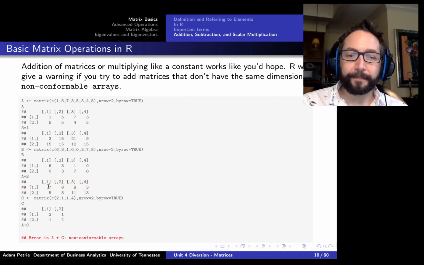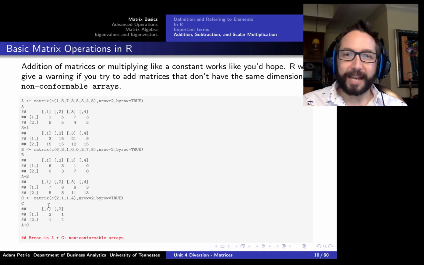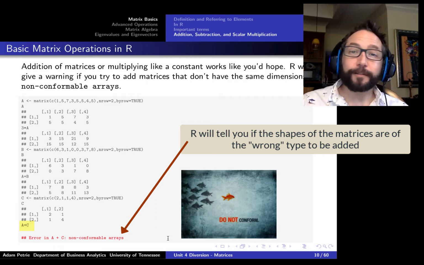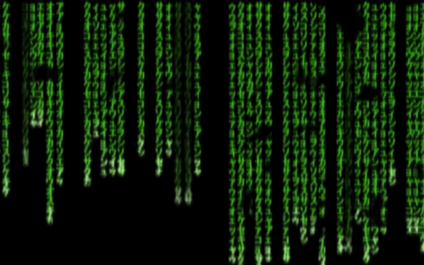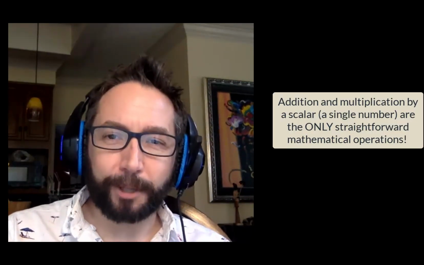Now, if we defined a third matrix C here, a square matrix with 2 rows and 2 columns, and we try to add two matrices that can't be added together, two matrices that don't have the same shape, R will let us know and it will say, hey, you're dealing with some non-conformable arrays. They don't have the same shape for that mathematical operation to be applied. So addition, multiplication by a scalar, really nothing all that mind-blowing.